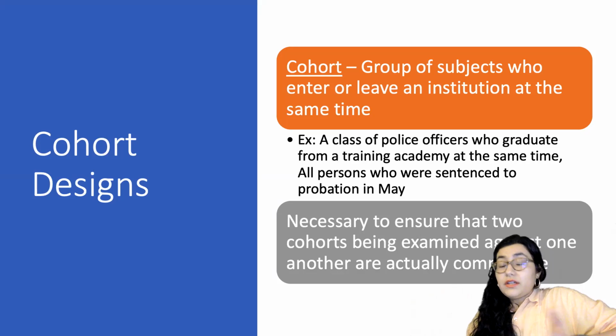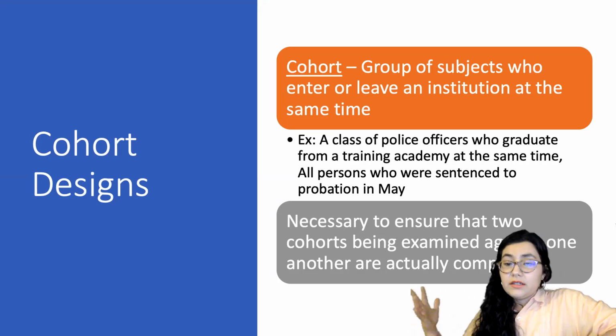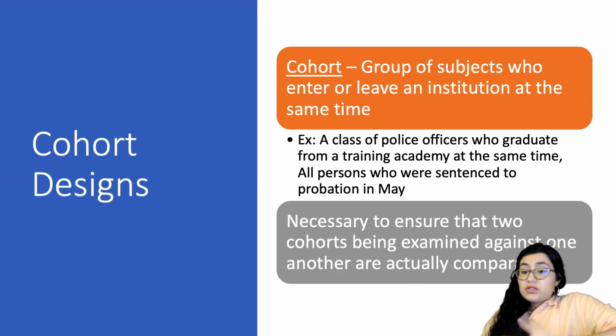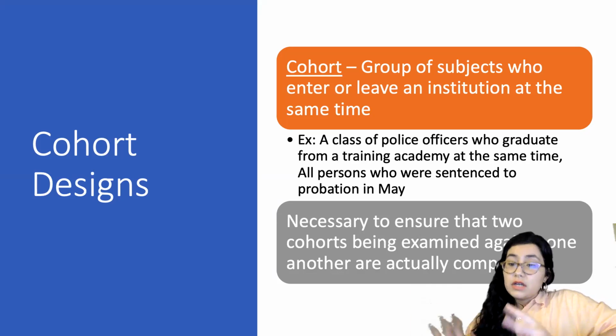Another example is a class of police officers who graduate from a training academy at the same time, or all persons who are sentenced to probation in May. So it's necessary to ensure that the two cohorts being examined against one another are actually comparable, that there are no selection biases into which ones get the intervention or not.